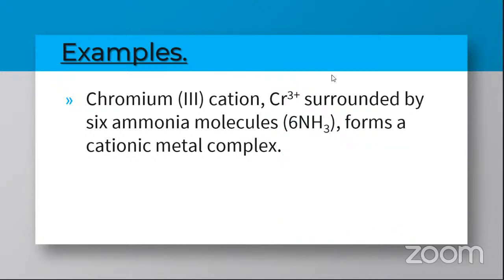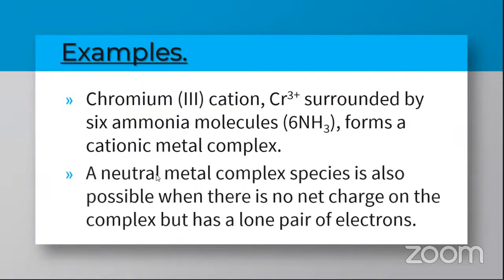Then we also have a neutral atom. A neutral metal complex species is also possible when there is no net charge on the complex but it has a lone pair of electrons.